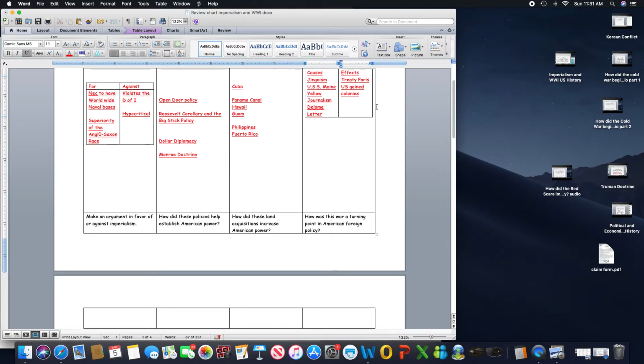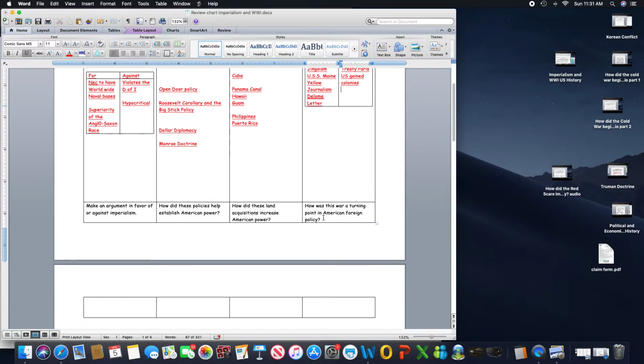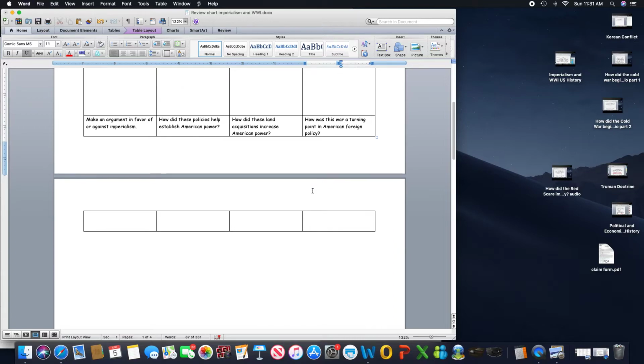So I don't know if this was in the list of terms, but it's kind of important. And I guess it's really an answer to this question here. How was the war a turning point in American foreign policy? Well, now we're a colonial power. So that's something that you might want to put down there for the people who are actually listening to this.